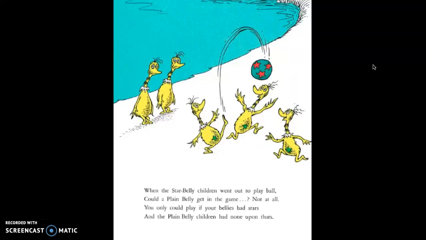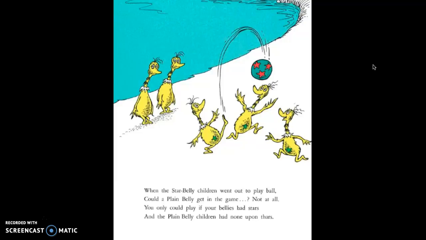Now let's read the words and look at the illustrations. When the star-belly children went out to play ball, could a plain belly get in the game? Not at all. You only could play if your bellies had stars, and the plain belly children had none upon theirs.